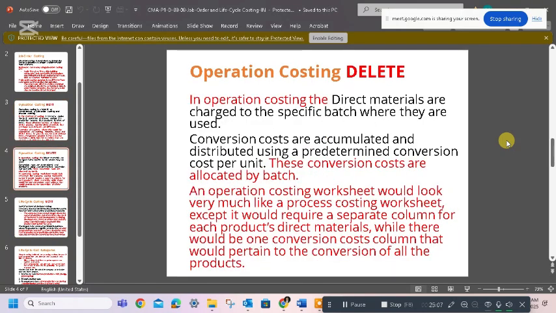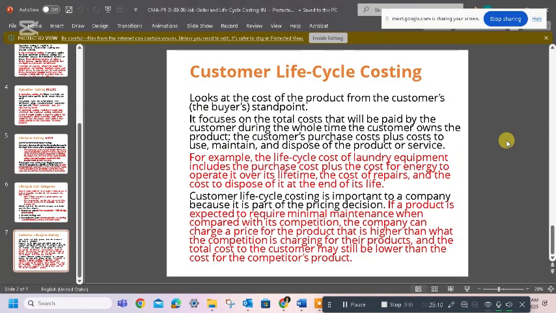Oh, that's all they have regarding job costing. Anyway, let's finish these slides and then we'll go to the questions.